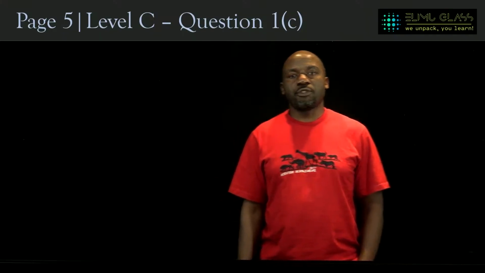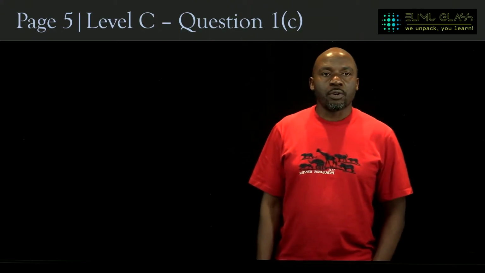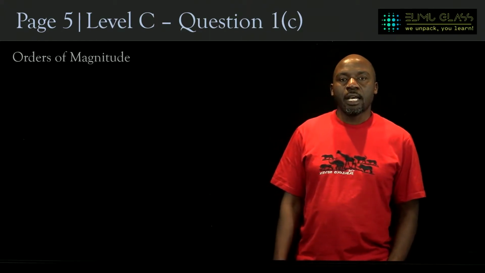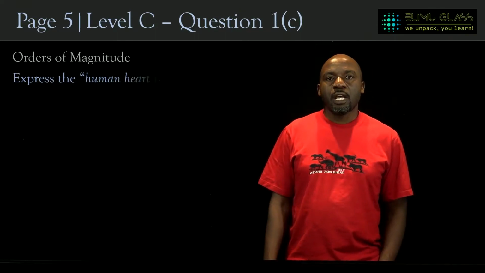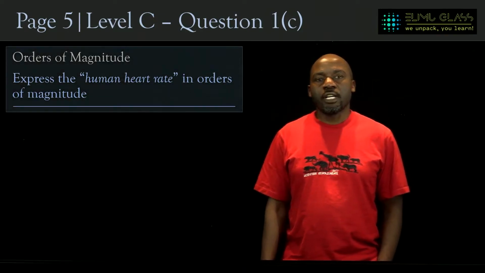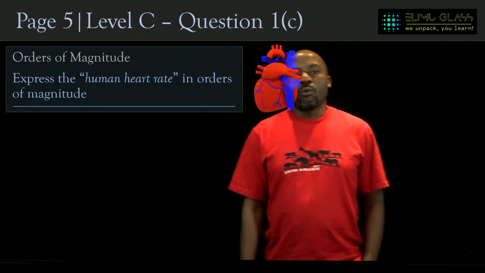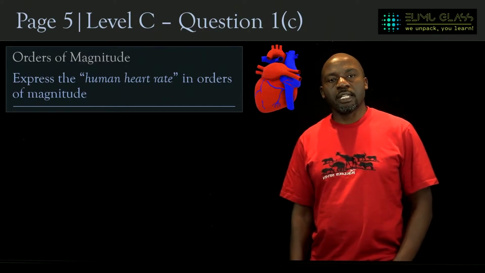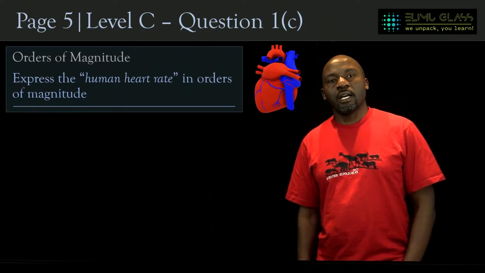Let's begin. The first question that I've chosen is from page 5 and level C. We are looking at question number 1C. This question is on orders of magnitude, and you're asked to express the human heart rate in orders of magnitude. So what do we know about how many beats per minute the human heart makes?